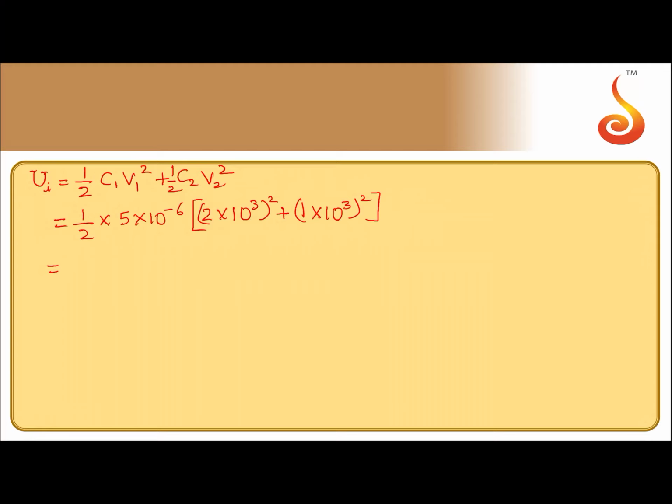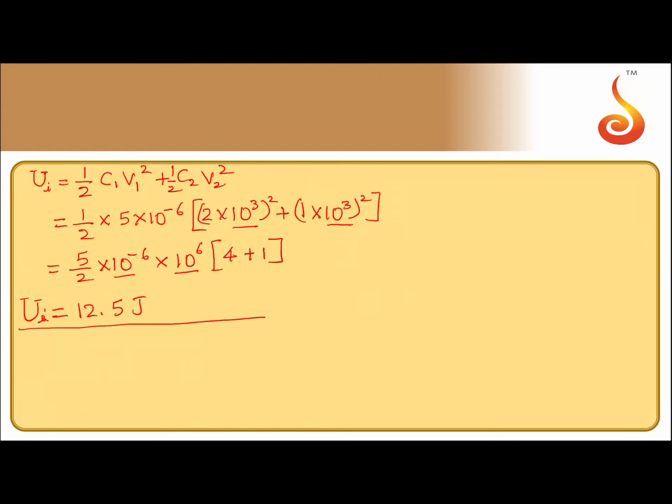So, that will turn out to be 5 by 2 into 10 to the power minus 6 into, this will become 10 to the power 6, this will become 10 to the power 6, I will take it common. 2 square is 4 plus 1 square is 1. So, this will become 5. 10 to the power 6 and 10 to the power minus 6 get cancelled. 5 fives are 25, 25 by 2 is 12.5 joule. This is the initial energy, before connecting them.